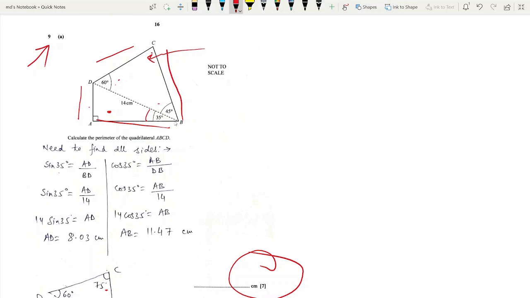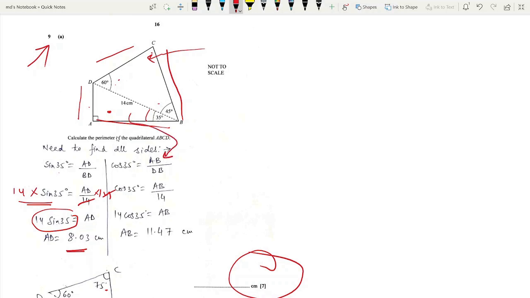But DB or BD I have 14. So multiply 14 here, guys. Sine 35 equals AD over 14, right? So you can take 14 here, or you can multiply 14 and 14 here. 14 and 14 cancel. So 14 times sine 35 we got AD. Use calculator, you can get 8.03. Very simple. Don't you think it is simple?